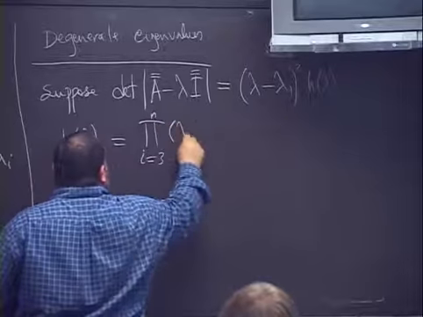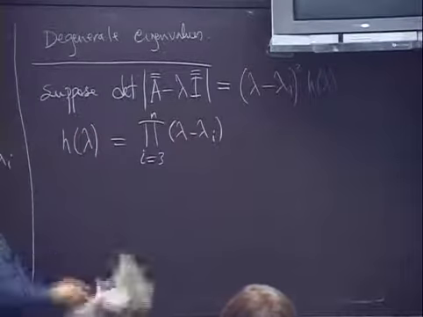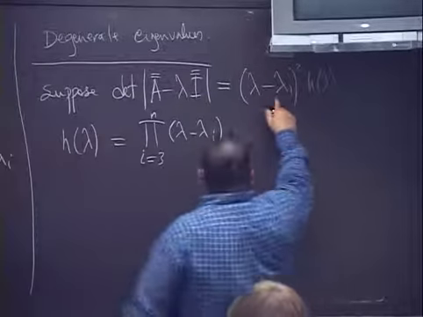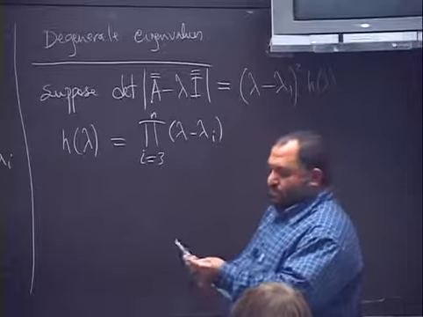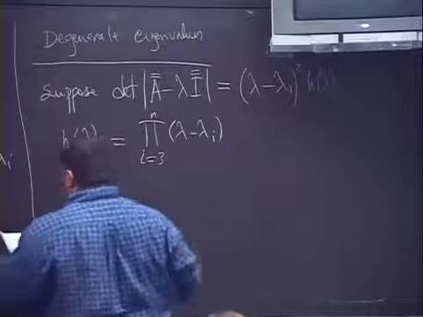3 to n, lambda minus lambda I. So this is exactly the same as last time. And how many roots do we have right now? Two roots are repeated roots. So we have two degenerate eigenvectors.